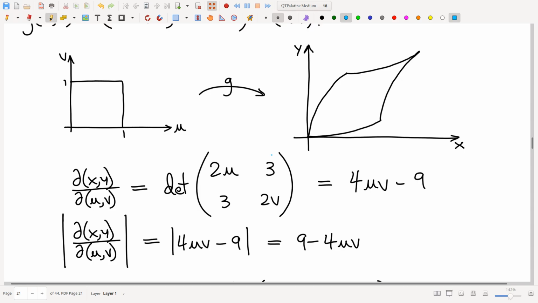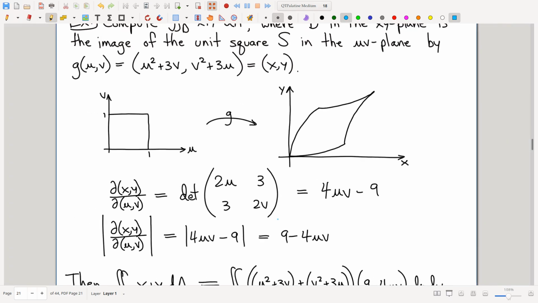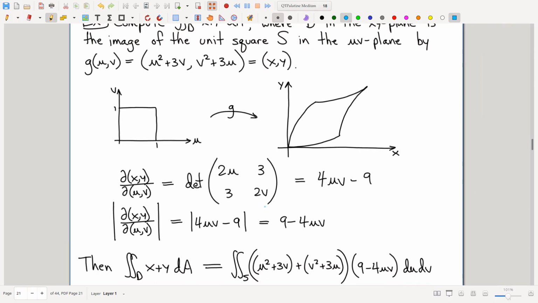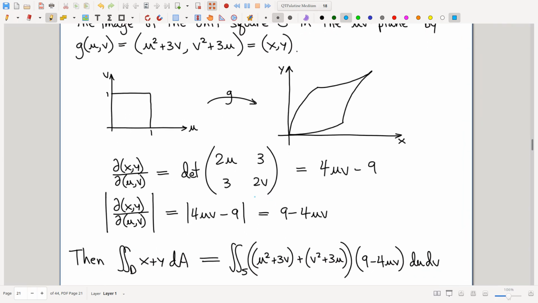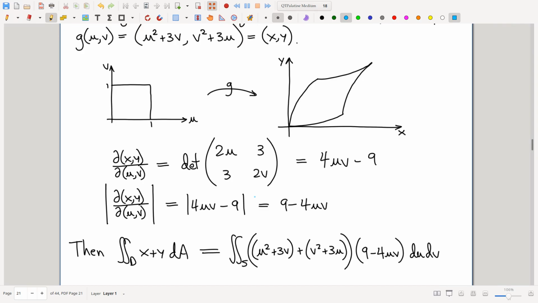Okay, so it's almost all over on this example. We've got our stretching factor. It's really just kind of a matter of plugging in at this point. And let's just go ahead and actually do this. Here was our original integral that we were interested in.